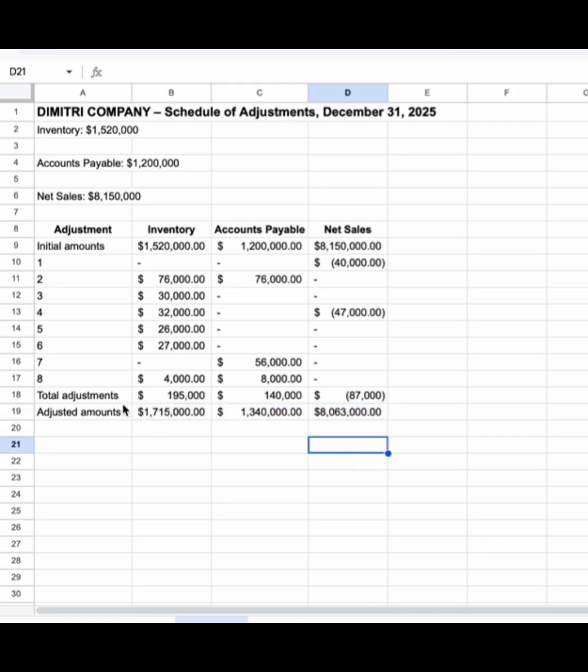The key takeaway is to always check the shipping terms, FOB, and whether ownership has transferred. That determines which company should include the goods in the inventory at year-end.